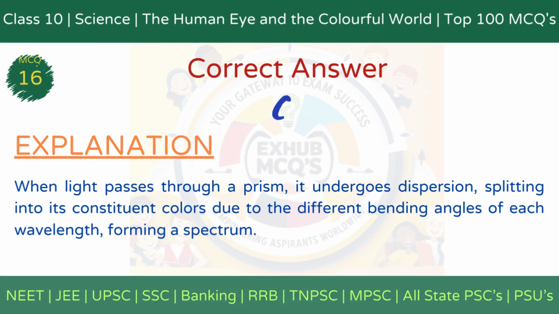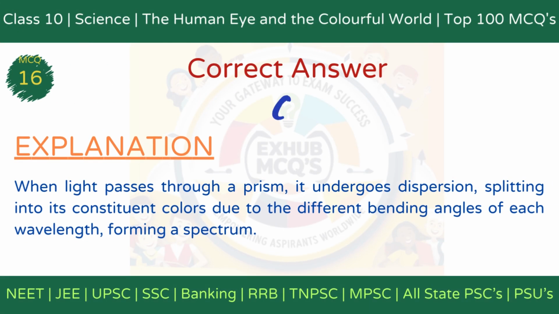The correct answer is option C, dispersed into colors. Explanation: when light passes through a prism, it undergoes dispersion. This separates white light into its constituent colors, creating a spectrum due to the different bending angles of each wavelength.